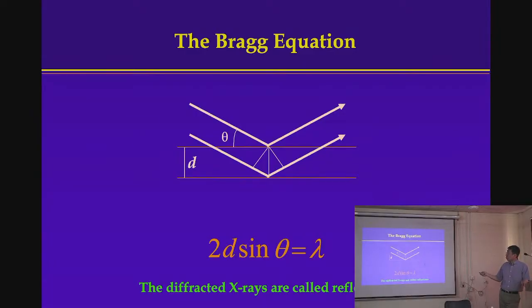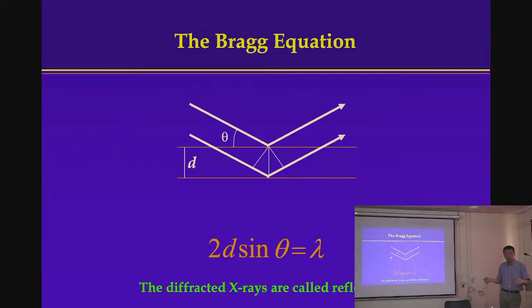And the only way the two waves can add to each other as interference is if this distance is a multiple of the wavelength of the wave, so that they all oscillate the same way. So that's how he derived this equation. That's the Bragg equation: 2d sine theta equals lambda.